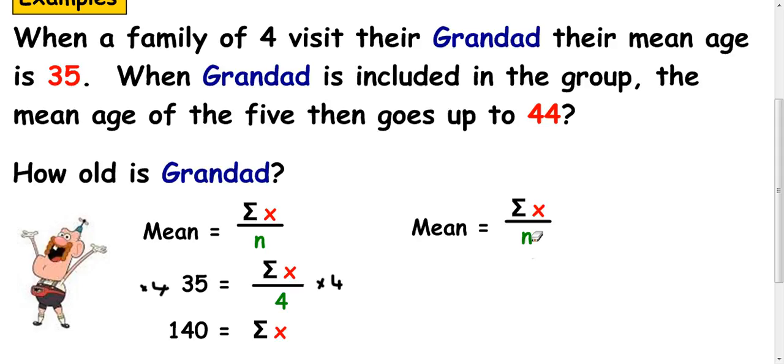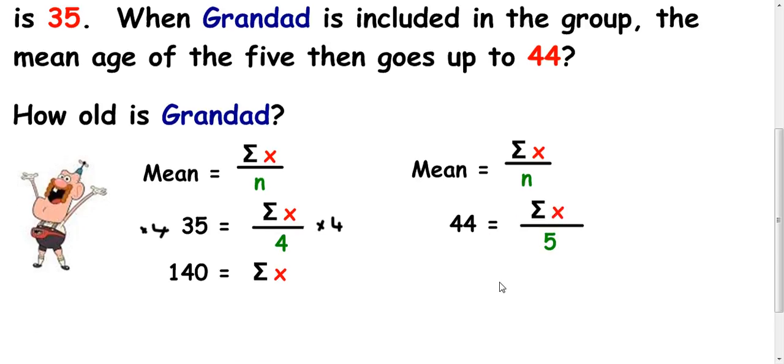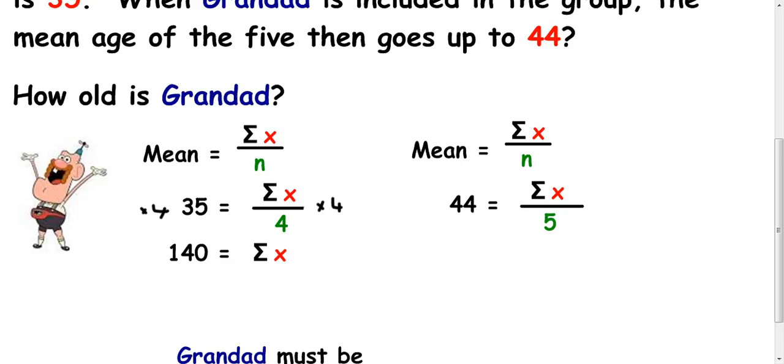Let's look what happened when there was 5 people, when granddad was included. This is the second bit. So when granddad was included, there was 5 people and the mean's now 44. So 44, we don't know what they all add up to, and there's now 5 people. Okay, same idea as before, get rid of the fraction, do that by times in by 5. And the same to the other side, times by 5. Sorry about the writing here, it's my mouse. Okay, so times this side by 5 and they cancel each other out, so we're just left with sigma x. Times 44 by 5, you get 220.